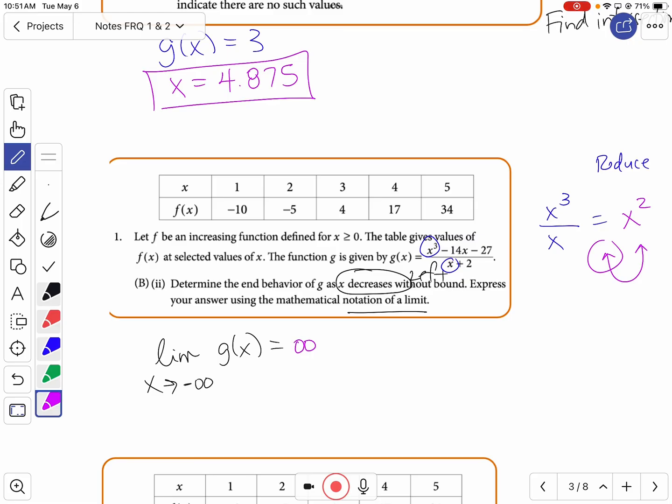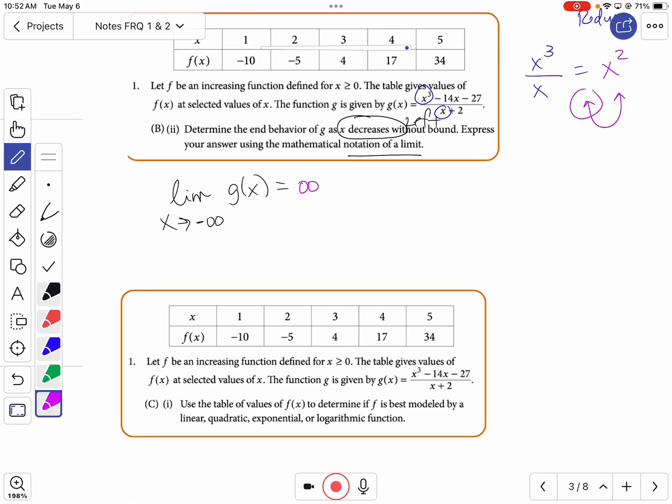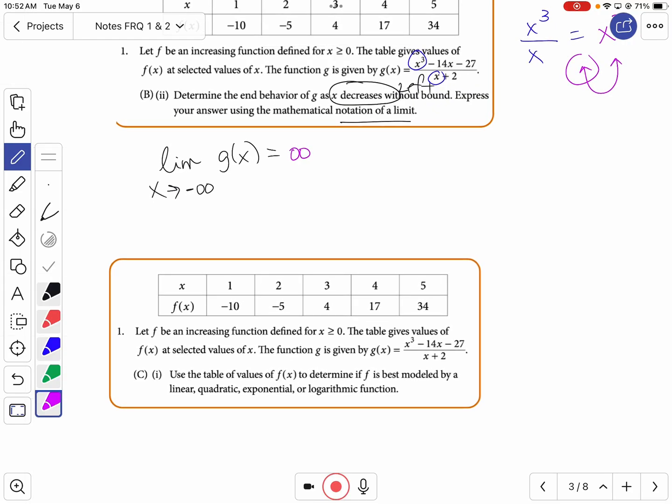Okay, then we get to see, it is always a modeling type question. If they give us a table, it's going to be a modeling type question. And so it says use the tables of values of f of x to determine if f is best modeled by linear, quadratic, exponential, or log. Okay, so let's just take a second and think through those. All of those except for log, the x's have to increase at equal intervals, do they? Yes, okay, they increase at equal intervals. So we know it's not going to be log because that one has to be proportional.